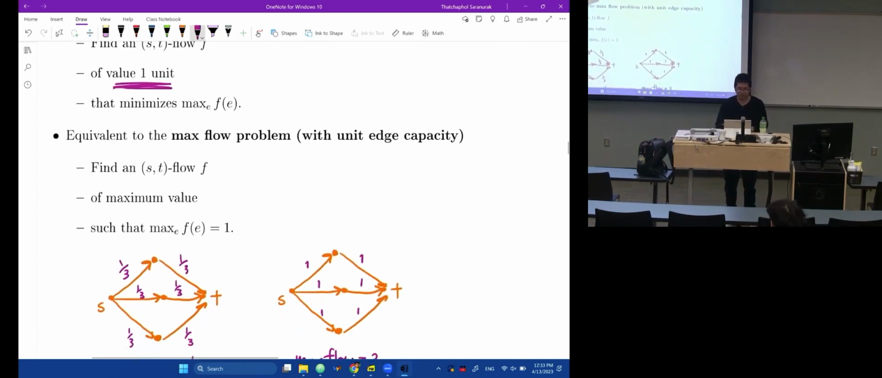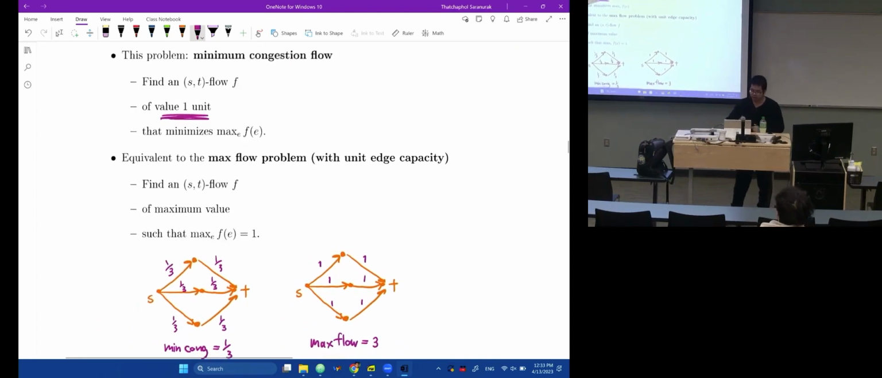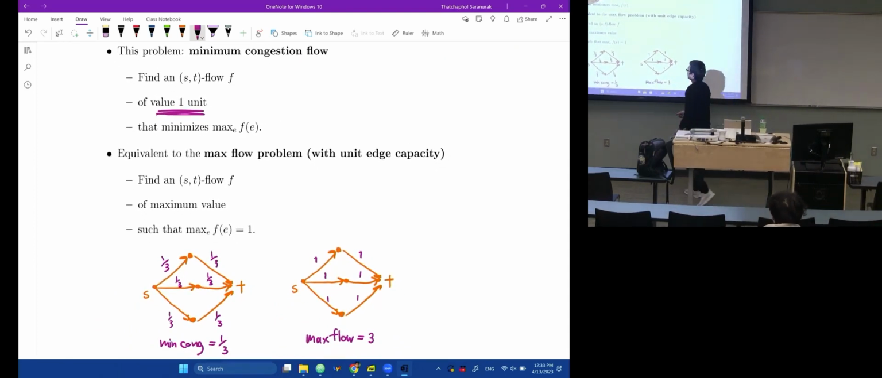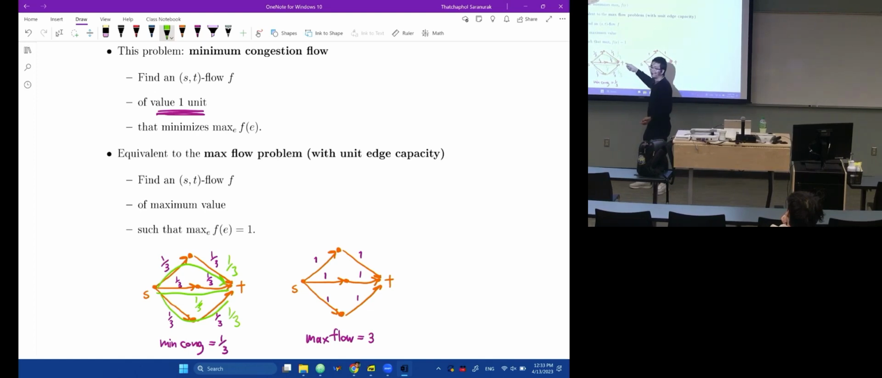Let's see one example. If you have this graph, it's just a graph with 3 paths. Then what's the best minimum congestion flow in this graph? You would choose one path here and put 1/2, put another path here, put 1/3. So it's just a collection of 3 paths. That's the best way to send 1 unit of flow that minimizes the congestion.